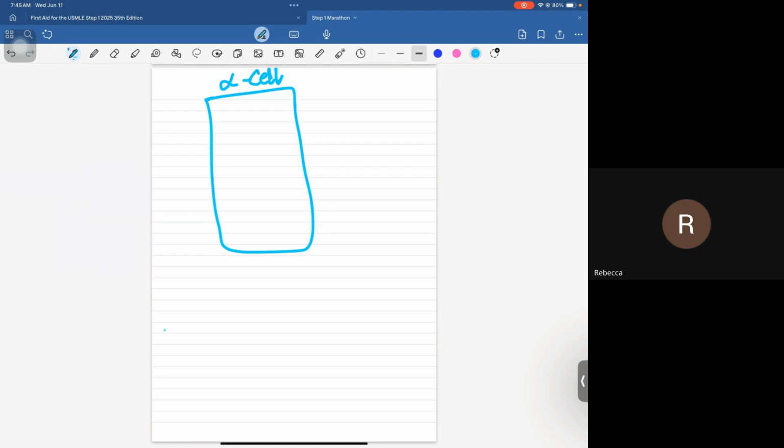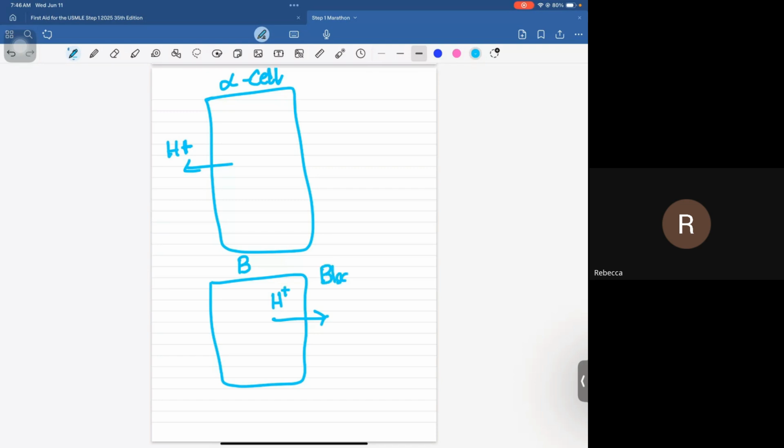Now we have these two cells. What are these two cells going to do? The alpha cell is going to carry H positive here. This is the main role of the alpha cell. And what is the beta cell going to do? The beta cell is going to do the reverse. It's going to cause H positive to go back to the blood.